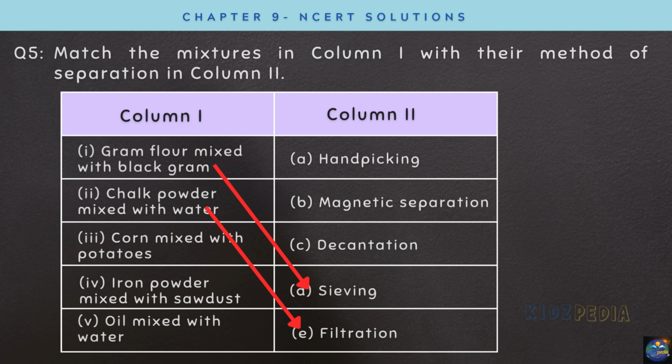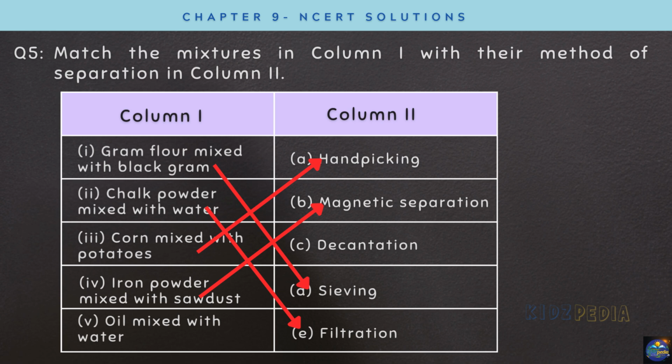Filtration. Third one, corn mixed with potatoes. Corn grains and potatoes are large and easily visible. They can be separated manually by picking them with our hands. So, the answer is A. Handpicking. Then, fourth one, iron powder mixed with sawdust. Iron is a magnetic substance, while sawdust is non-magnetic. When a magnet is brought near the mixture, the iron powder sticks to the magnet, separating it from sawdust. So, the answer is B.